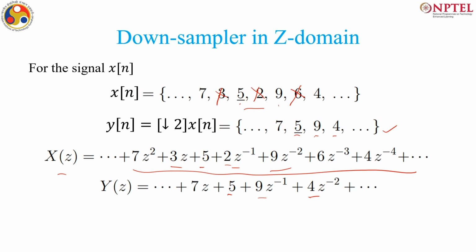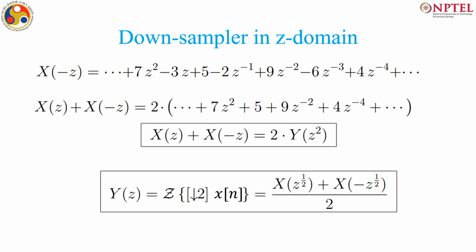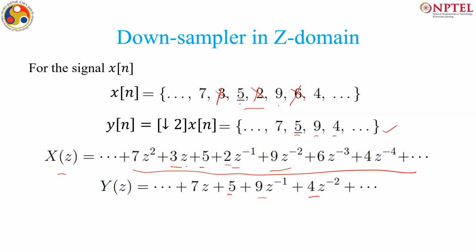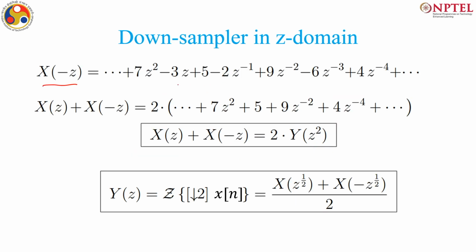So, one way is to do x of minus z, and that is what I have done here. So, x of minus z will negate all these values. This value, this value, this value, all these will be negated. And what happens when I negate this? Now, if I add them, I can easily cancel them, and that is what I have done. And by doing so, I am just retaining the even powers of z, and since I am adding them twice, it is 2 times this, which is y of z square.